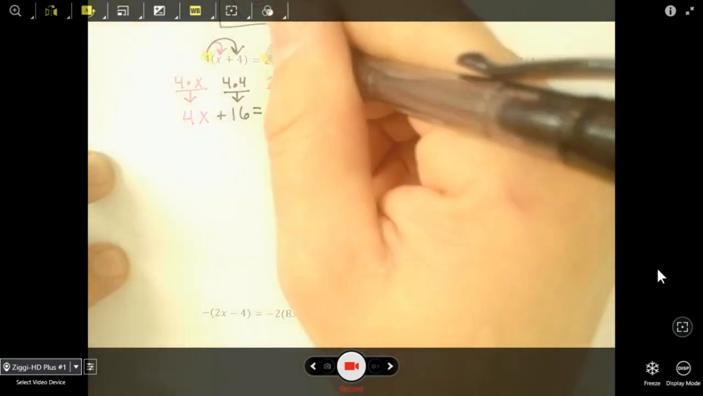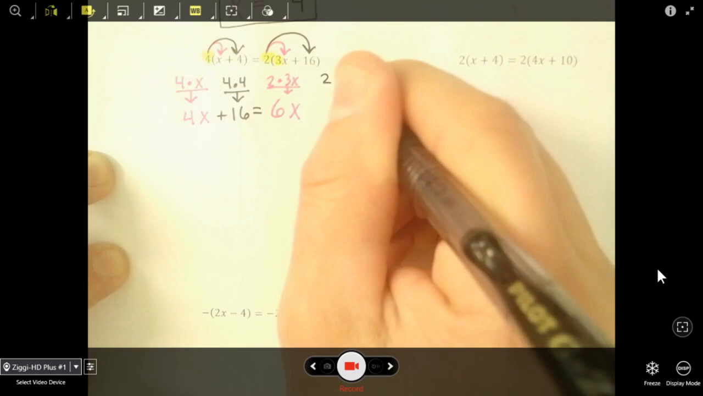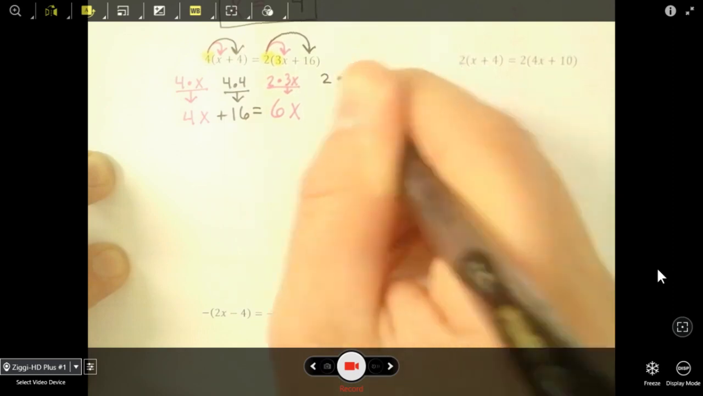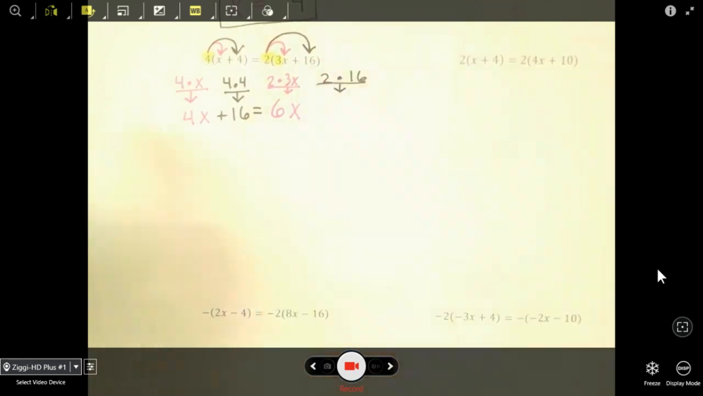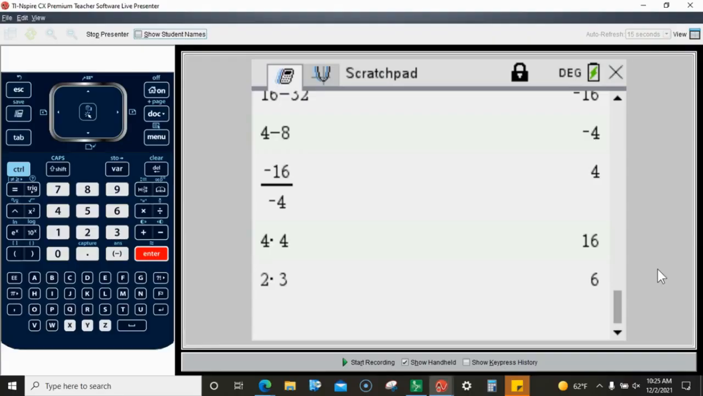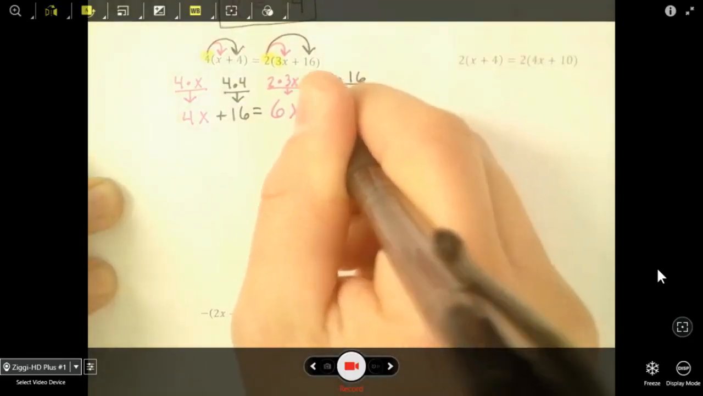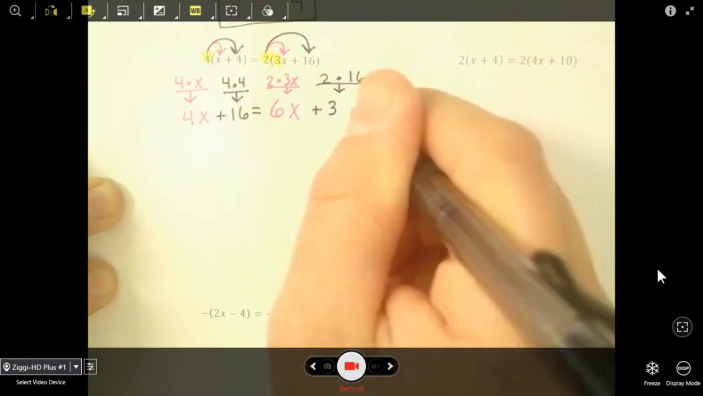Now we got to multiply this same 2 to the 16. So 2 times positive 16. So we'll go to our calculator to put that in. 2 times 16, and that gives me 32. So I'm going to say plus 32.